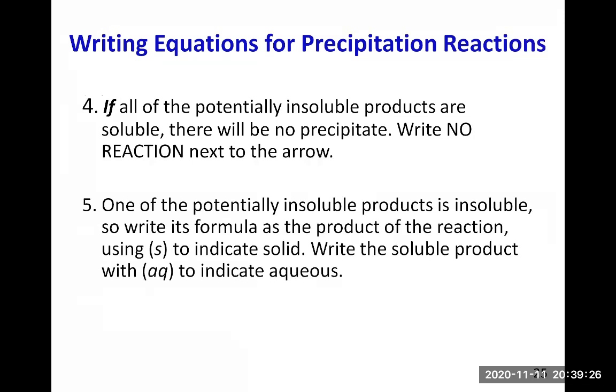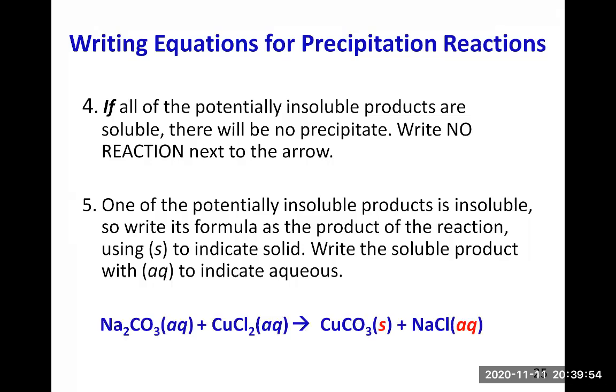So here, because one of the potentially insoluble products is indeed insoluble, we will write its formula as the product of the reaction, and we will use (s) in parentheses to indicate that it's a solid. And the soluble product, we'll write with (aq) in parentheses to indicate that it's an aqueous solution, because when it's soluble, it's going to be aqueous. When it's insoluble, it's going to be (s) for solid. So don't get mixed up here. The equation will look like this: sodium carbonate plus copper 2 chloride gives copper carbonate as a solid plus NaCl, aqueous solution.